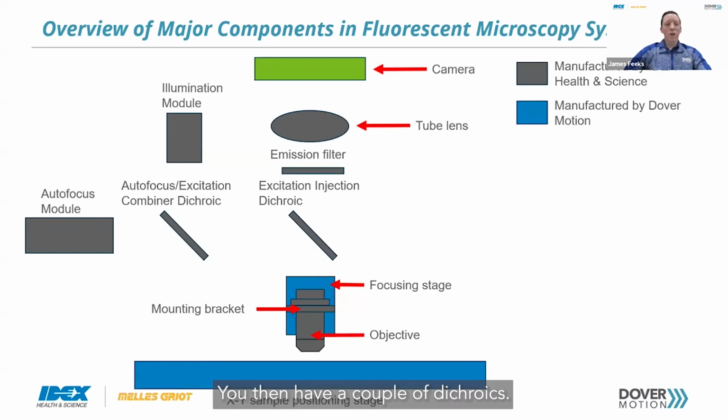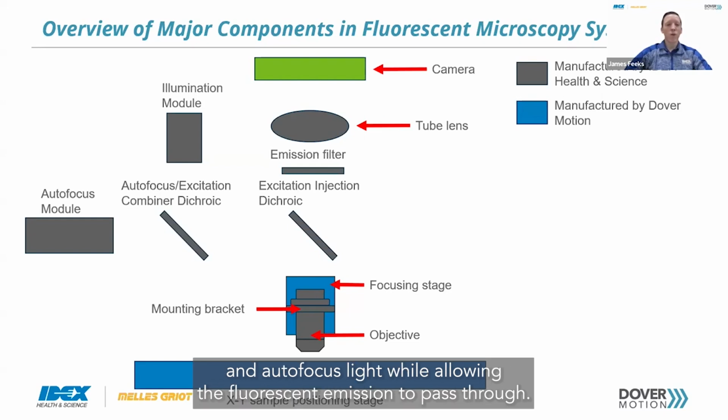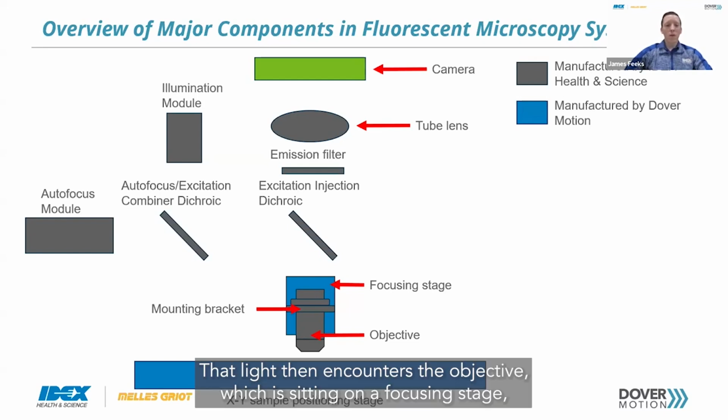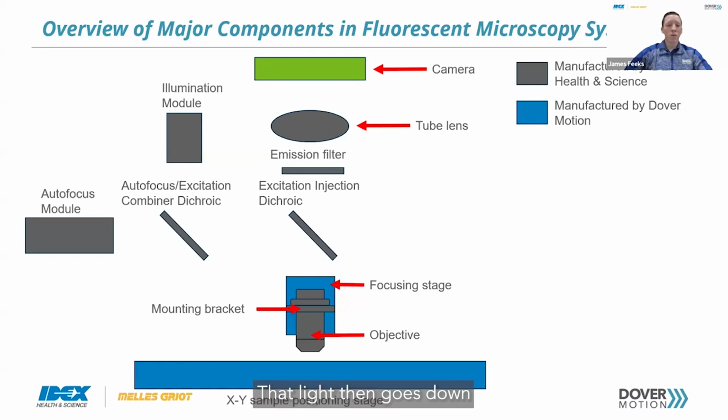You then have a couple of dichroics. The first combines that autofocus and illumination and directs that light towards the objective. You then have an excitation injection dichroic, which reflects that excitation and autofocus light while allowing the fluorescent emission to pass through. That light then encounters the objective, which is sitting on a focusing stage, allowing it to move up and down in order to ensure your sample is in focus. That light then goes down and moves into the sample where it excites that fluorescence.